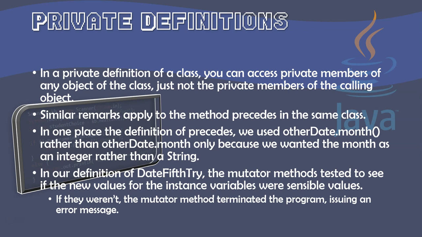So in our definition of Date5Try, you'll also notice that our mutator methods test to see if the values for the instance variables are sensible. Like January 42nd. There is no such date as January 42nd. Because if they aren't sensible values, well, the mutator methods terminate the program and then issue an error message.